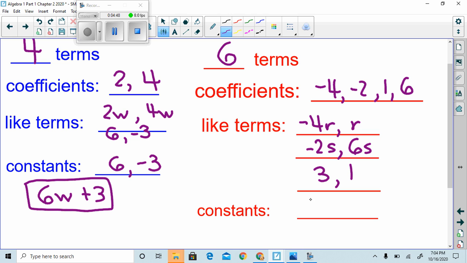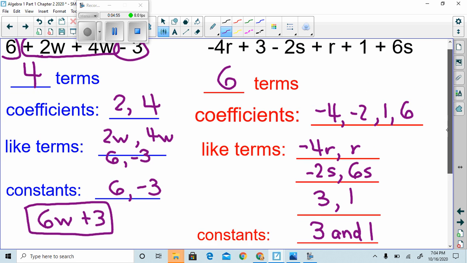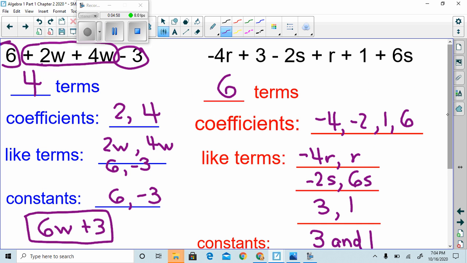Again, they ask for constants, and I just mentioned we have 3 and 1. So how about simplifying this? I'm going to now show you another method. Instead of rewriting it with commutative property, I'm going to use some shapes to recognize like terms. I'm going to put a circle around all the r terms, including the sign in front of it. So I have a negative 4r plus r, and that's going to give me a negative 3r.